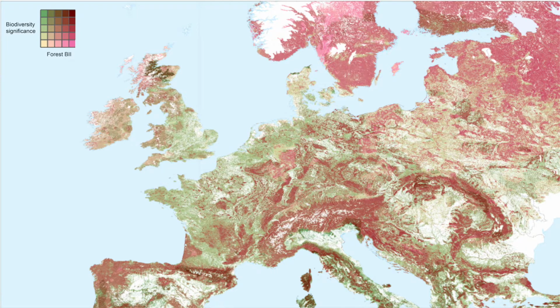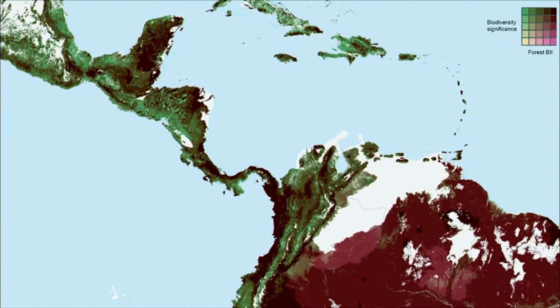So in Europe, there's quite a lot of fragmentation in terms of the forest, which is probably not something new or news of the day. But if you look at Central and South America, you can see the distribution of these colors is quite different.